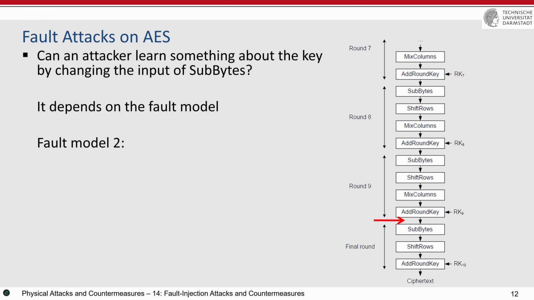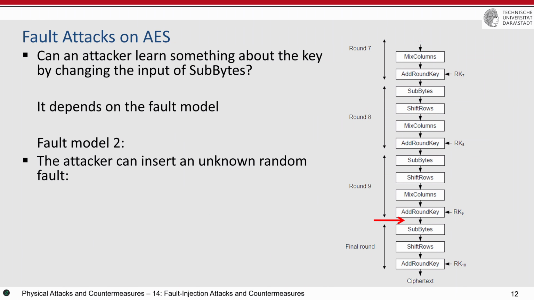Now we consider another fault model, and we say the attacker can insert an unknown random fault. Even if the attacker is able to say, I just changed one byte, this delta is 8-bit, exactly on one of the S-box inputs, but you don't know which value this has, or the Hamming weight of this, nothing. The delta can be anything. Then you cannot perform any attack.